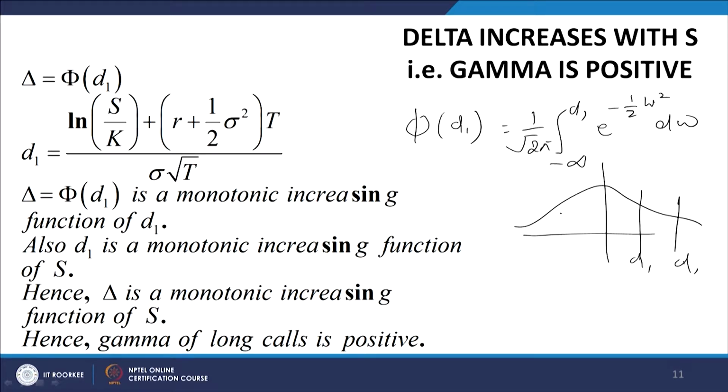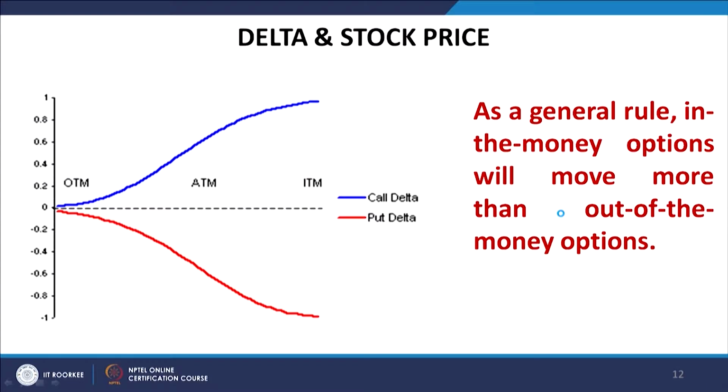Then secondly, higher the S, higher is d1. So, what do we infer? Higher the S, higher is delta. So, as the stock price increases, delta also increases. In other words, gamma is positive for a call option. So, this is the relation between delta and various types of options in relation to strike price.